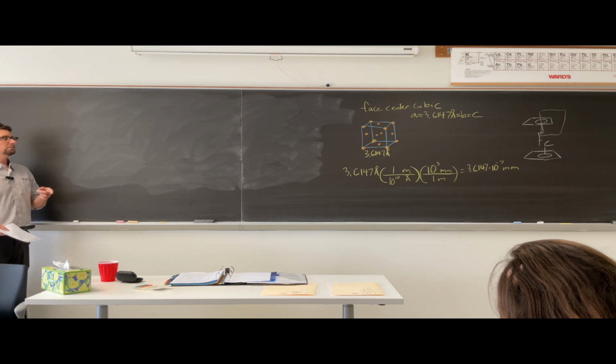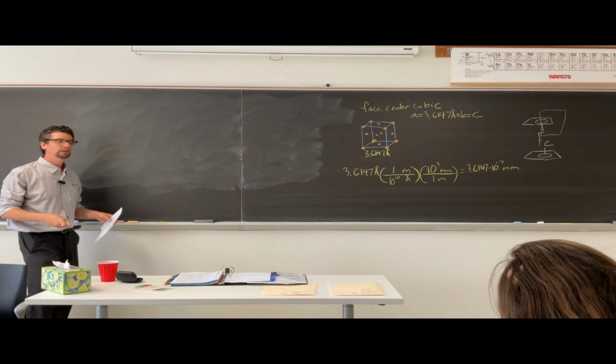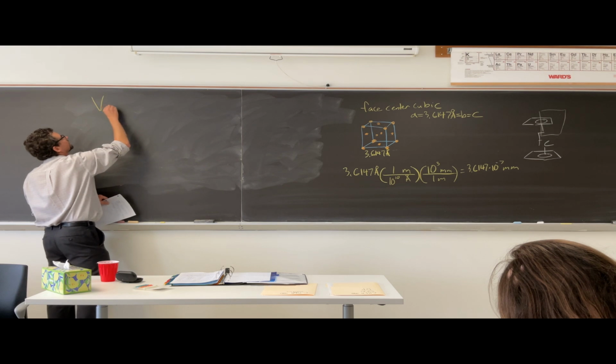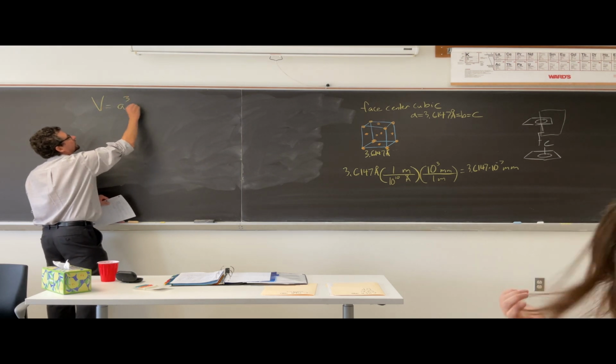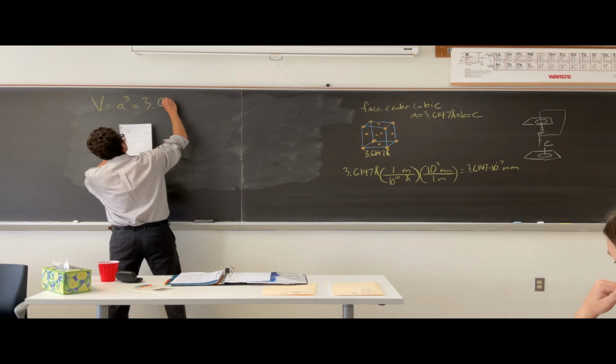So we want to cube it. We could do that. Why are we cubing it? Right. What property are we trying to get to right now? Yeah, volume. So volume would be that cubed. We can take this value, 3.6.